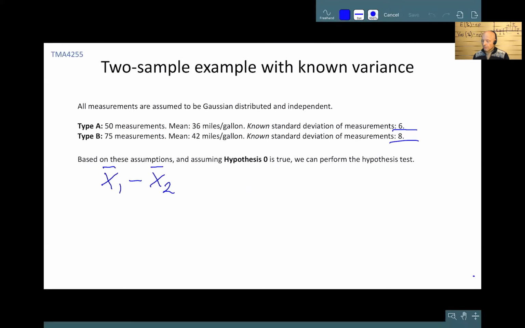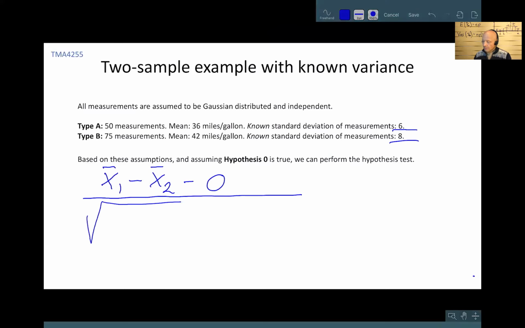It's hypothesized to be 0. So this means that we subtract 0. That's the hypothesized mean. And then we have to divide by the square root of the variance of this difference. So that's what we do in the Gaussian distribution to scale it all to a variance 1. We first shift it with the mean and then scale it to a variance 1.